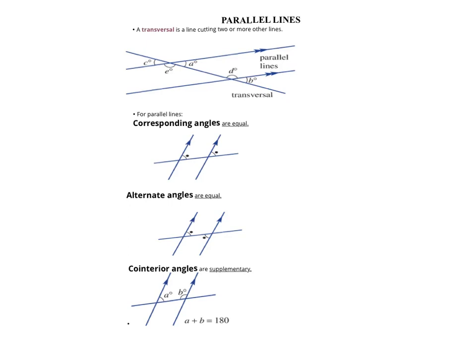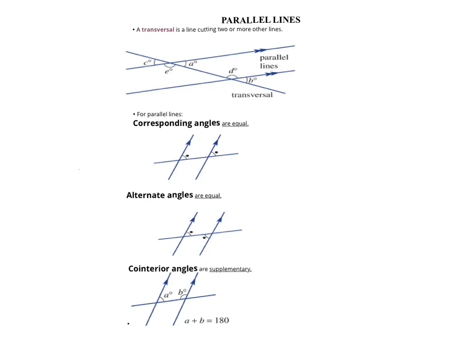The line that cuts those parallel lines is called a transversal. And so when you've got this transversal, which is a straight line cutting parallel lines, we're going to explore some of the relationships that are happening here.